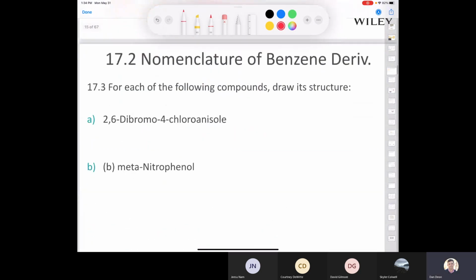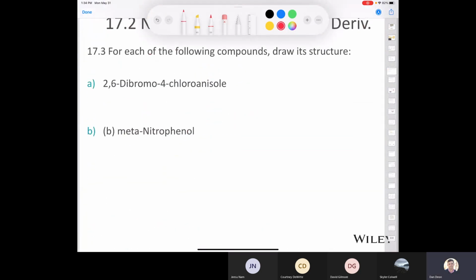Let's move on from there. Let's see if we can draw some compounds. I'll give you a second to try and draw 2,6-dibromo-4-chloroanisole and meta-nitrophenol. I'll give you a second. These ones don't take that long usually. I don't know if you're able to post your drawing up in the chat, but if you could, I don't know how easy that is to do. It might be too time consuming.